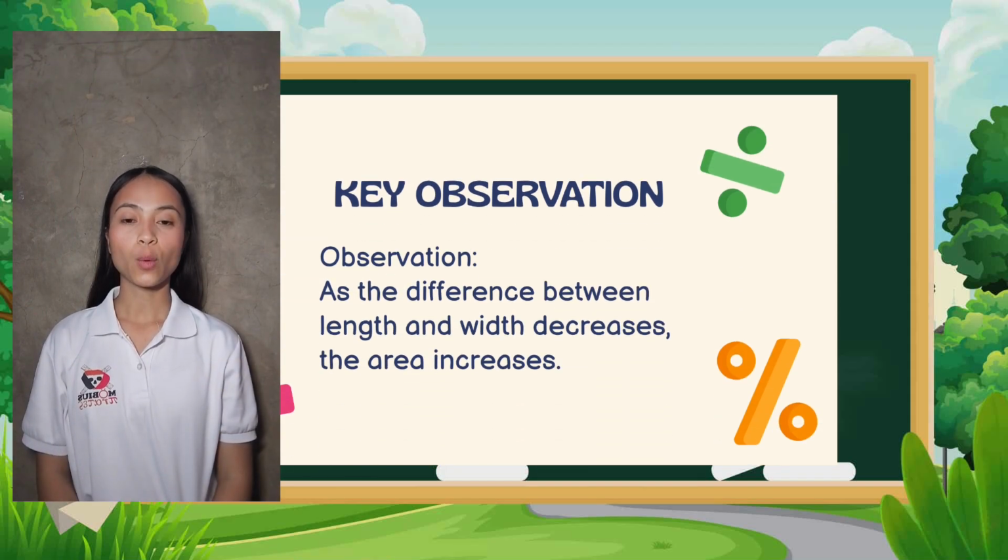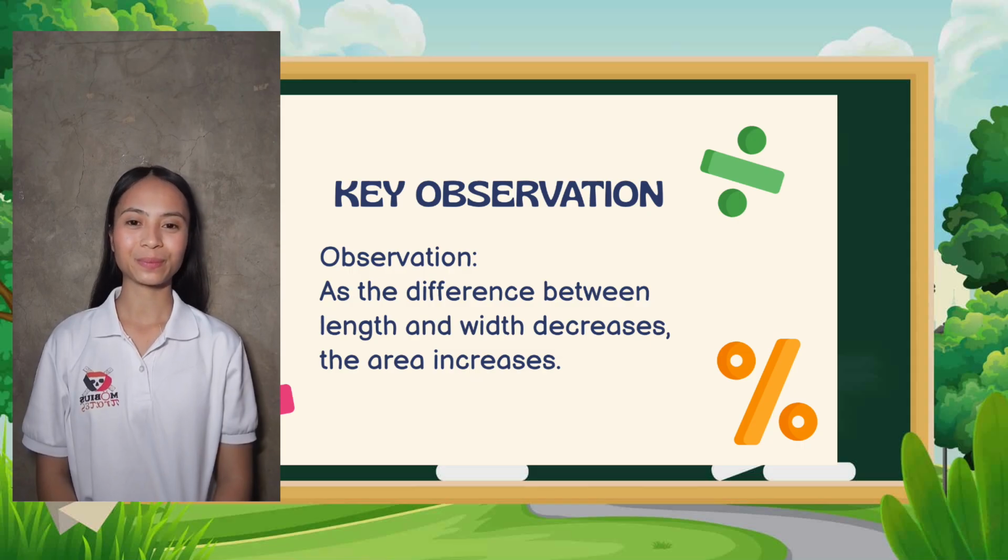In this slide, we present the data collected from our specialization phase. By observing the relationship between dimension and area for a fixed perimeter of 20, we noticed a clear trend. As the difference between the length and the width decreases, the area increases.